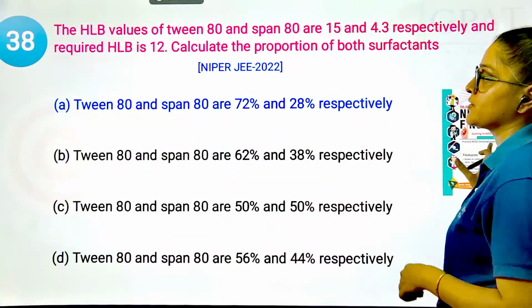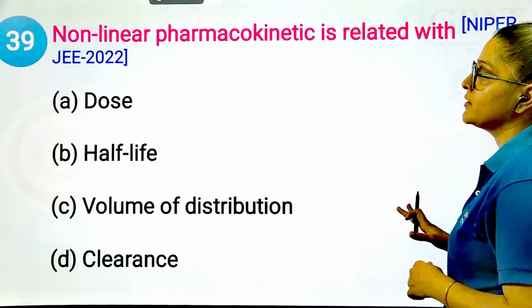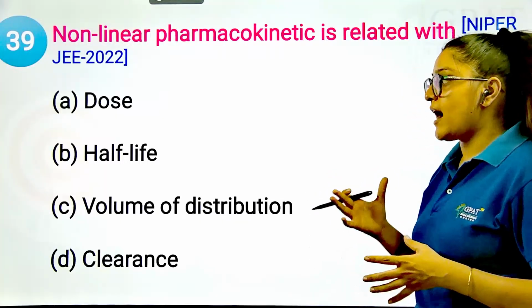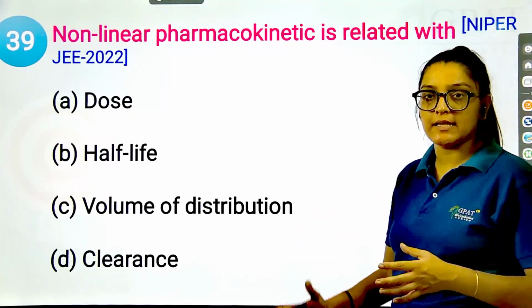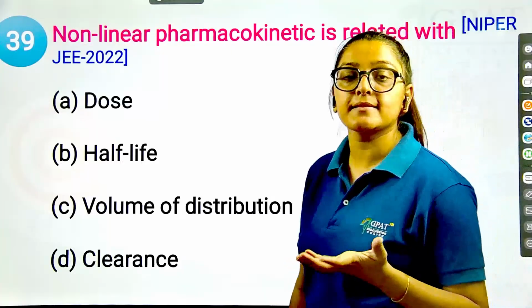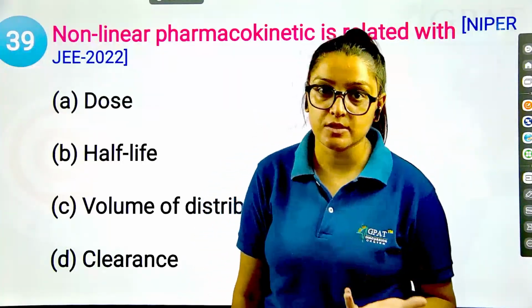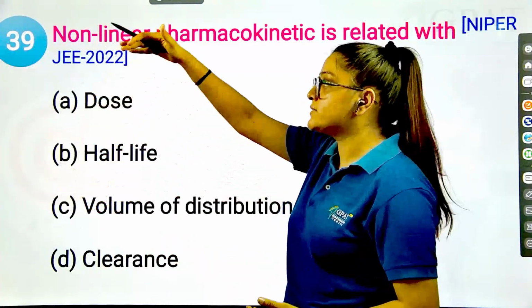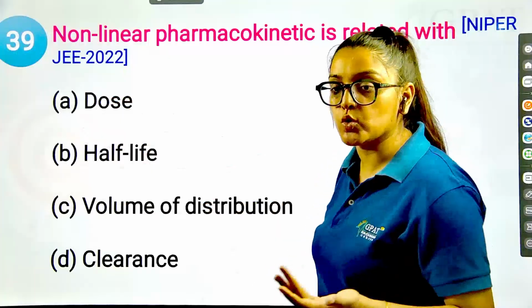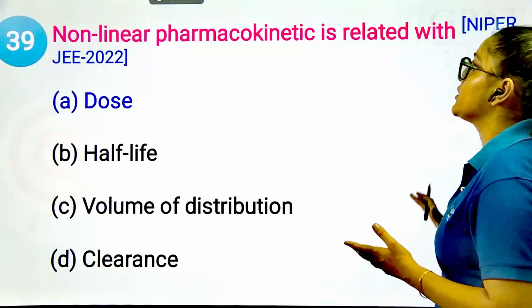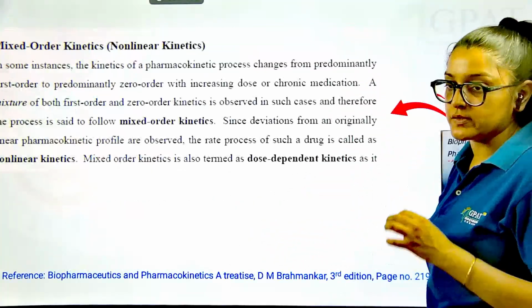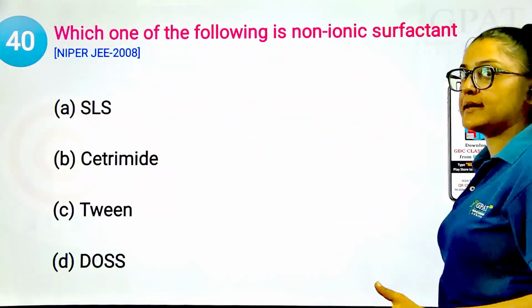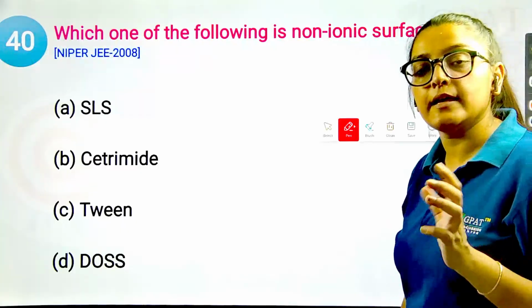Okay. Next question. Non-linear pharmacokinetics is related to dose, half-life, volume of distribution or clearance. Non-linearity arises with the saturation, where the saturation starts. So which has nothing to do with these other points, right? So it is clearly relevant to the dose. Non-linear pharmacokinetics is relevant to the dose, right? Okay. It is dose dependent kinetics, mixed order kinetics, which is shown by the Michaelis-Menten equation.